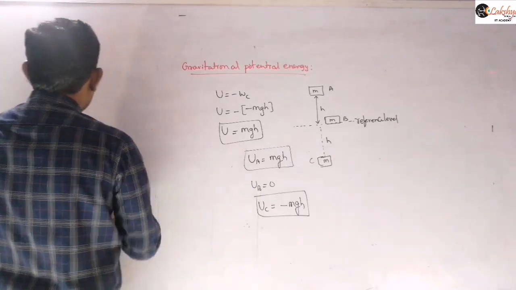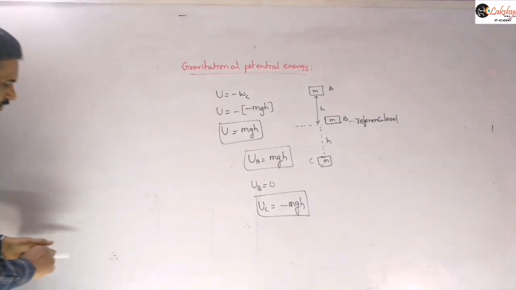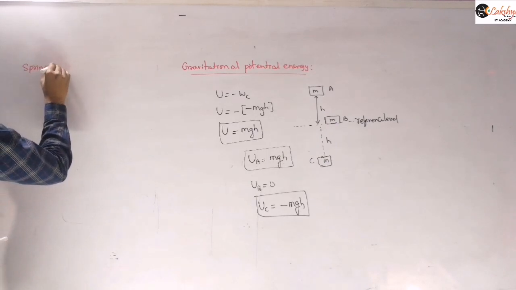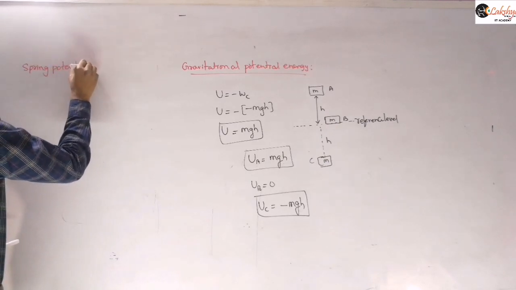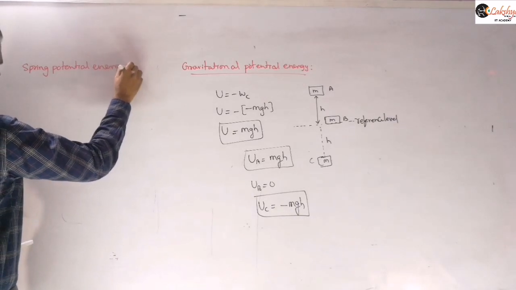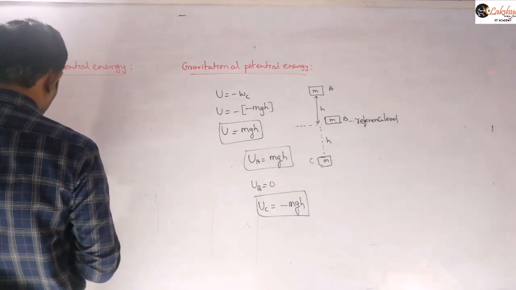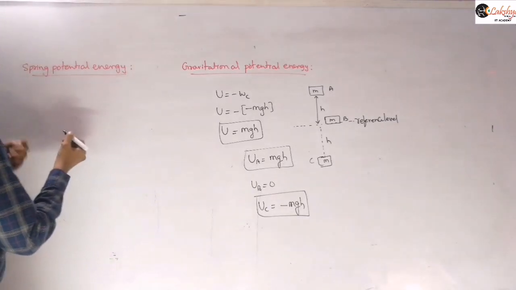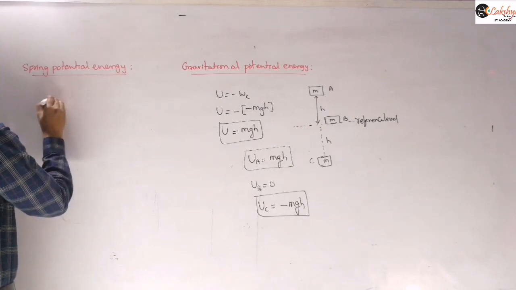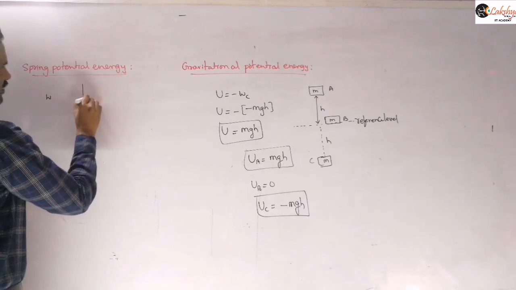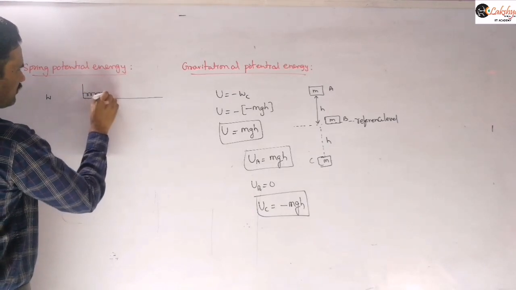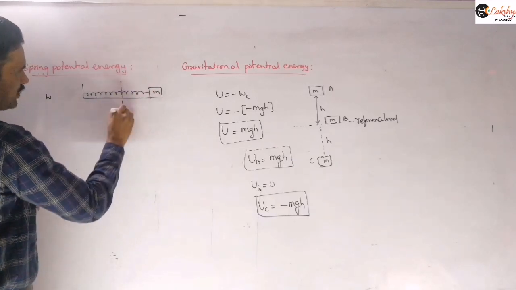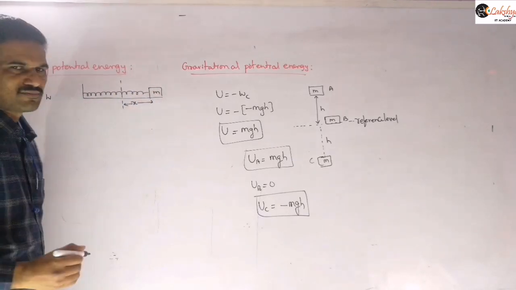And then next let us write about the spring potential energy. So spring potential energy. Now for the spring potential energy, you can simply write this as: suppose let us consider that the spring undergoes some elongation x from its mean position. Let's suppose it is under elongation of x.